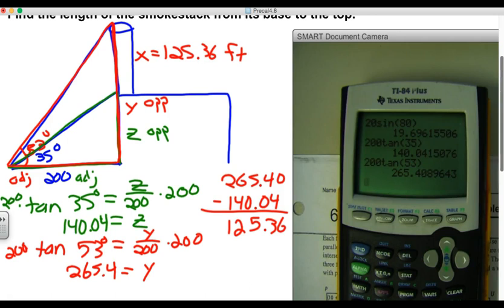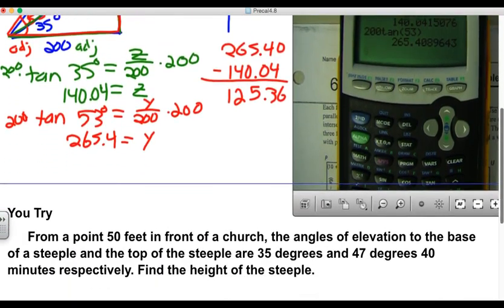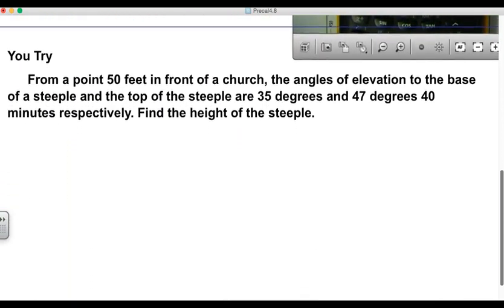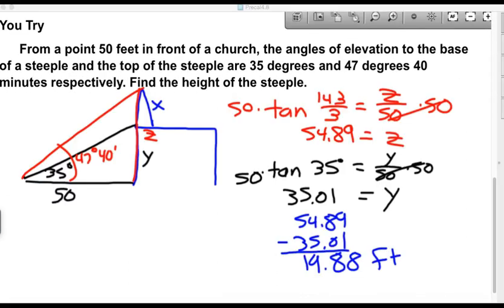So you guys go ahead and try the problem down here. It's a very similar problem, and I'll go over in a second and see if you got it right. So on this problem, you actually had to use your knowledge of minutes, because they tell you the distance from a point to a church is 50 feet, and you're looking up at this church to the base of a steeple. Now, the steeple's the part of the church that just kind of protrudes up from the top of the building. So the angle of elevation to the base of the steeple and the top of the steeple are 35 degrees and 47 degrees, 40 minutes respectively.